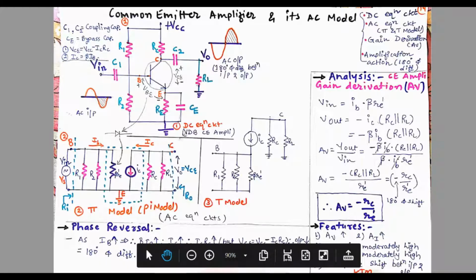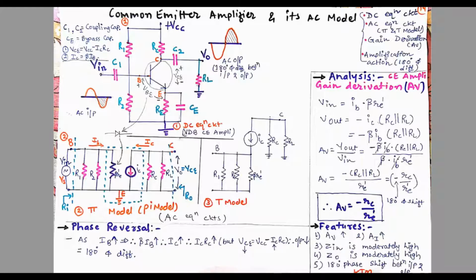So students, revise all these topics of the common emitter amplifier, and if you have any query you can contact me anytime.